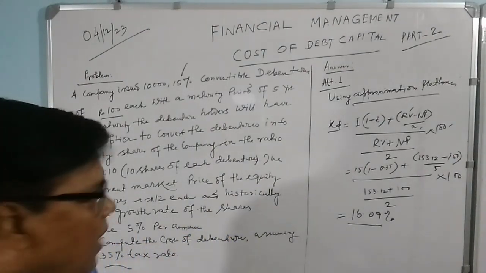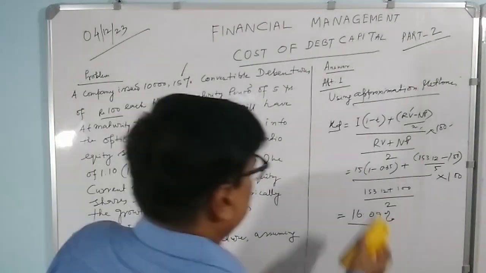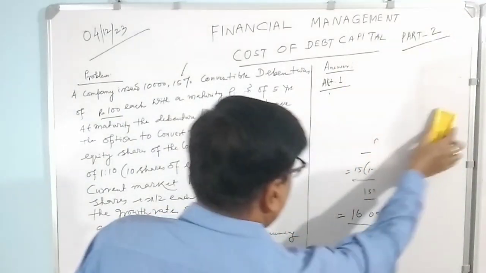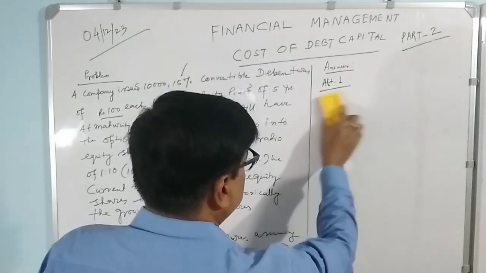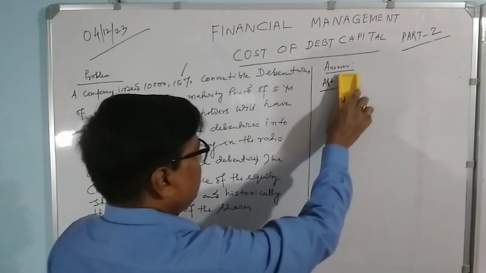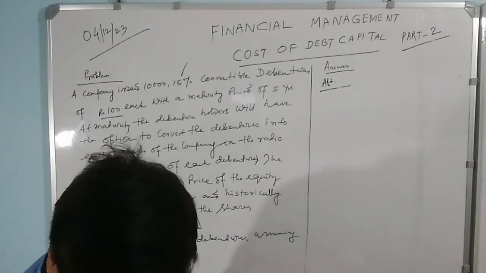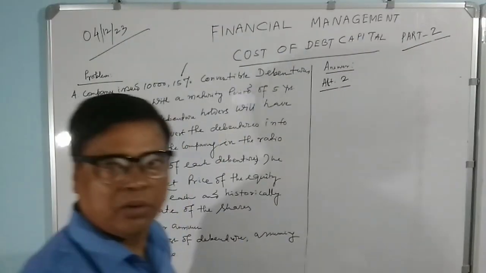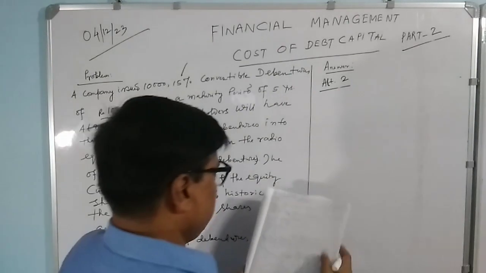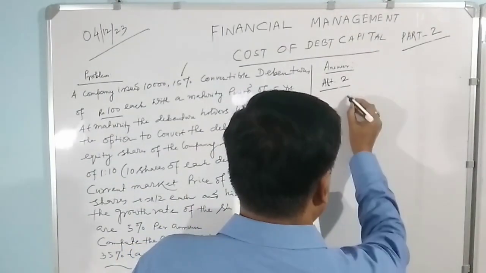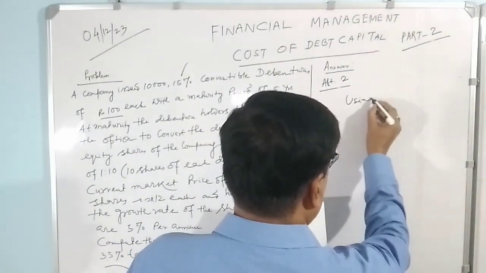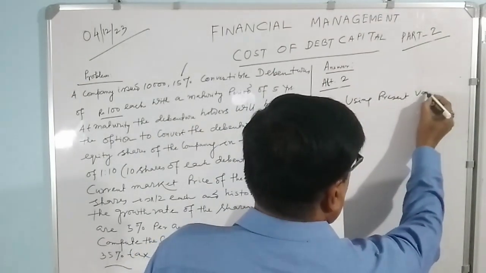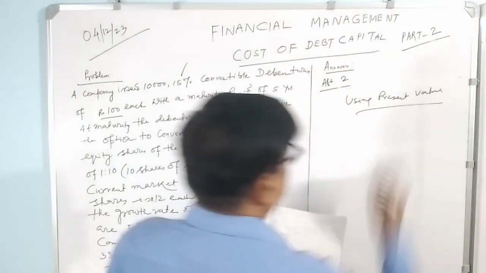You see, now we can go for some other alternative method of calculations for this redemption of debentures issue. So the first alternative is that approximation method. You remember that formula, you have to keep it. Second alternative is using present value.